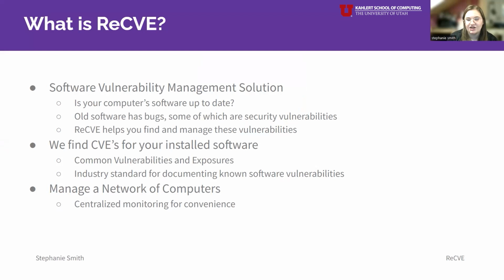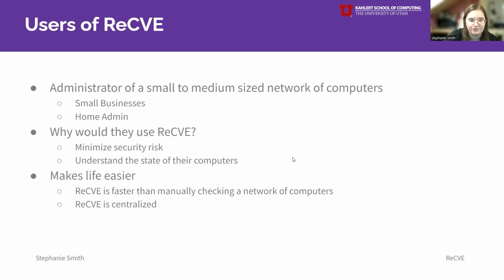These vulnerabilities are documented as CVEs, which stands for Common Vulnerabilities and Exposures. This is just an industry standard for documenting software vulnerabilities. So we check all of your installed software to find these CVEs, and we give you the information and tools to manage the security risk of these vulnerabilities. The best part about ReCVE is it works on a network of computers, which allows you to centralize this process for all of your computers.